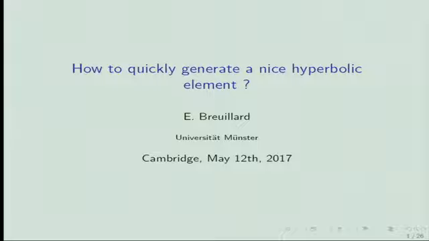is, Emmanuel Breuillard is going to tell us how to generate a nice hyperbolic element. This has a question mark, and his title on the things doesn't. So I wonder what that means. I don't know. So thanks for the invitation. It's a pleasure to speak here.